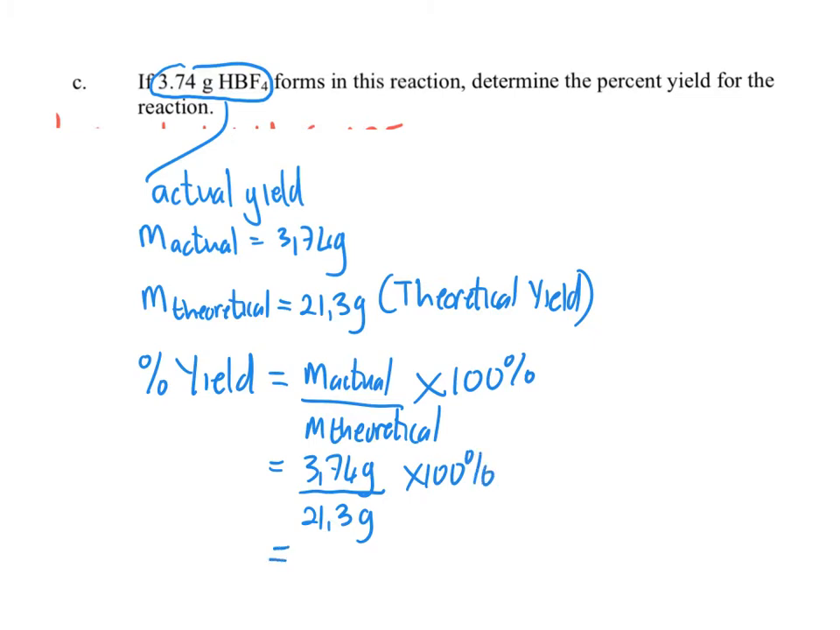So this is going to be 3,74 grams over 21,3 grams times 100%. This gives us 17.56% yield, 17.56, and you can see that that's a very low yield. So this obviously was a very inefficient chemical reaction that was carried out.